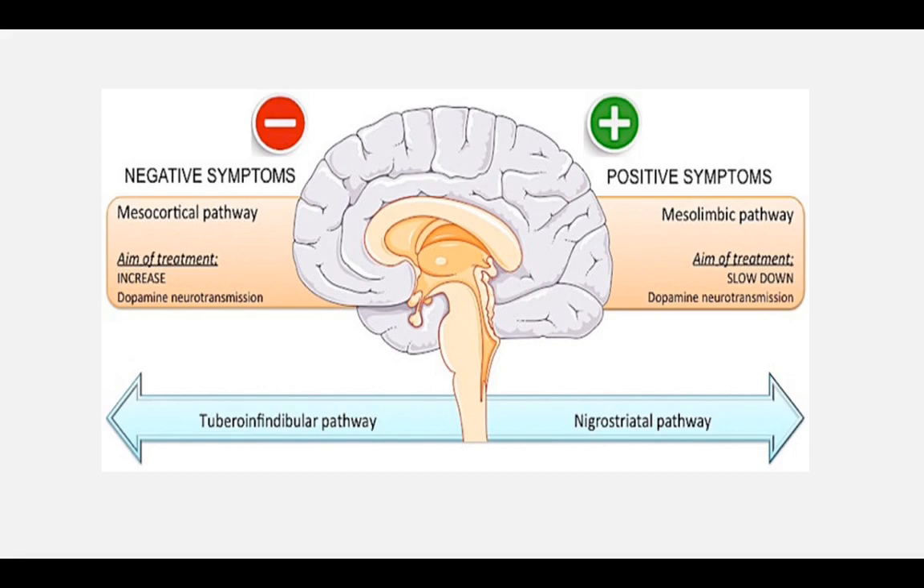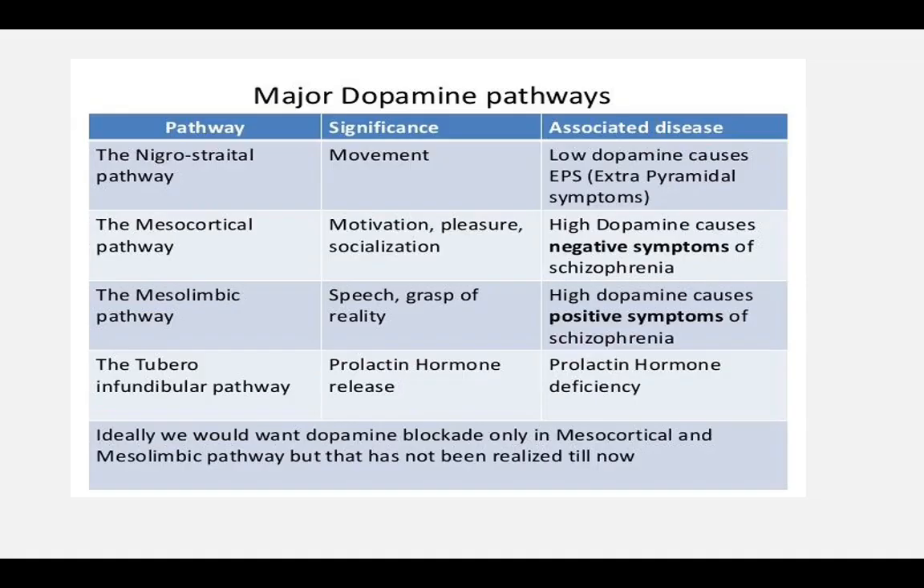to solve the negative symptoms, we increase the activation in the mesocortical pathway. Are you clear with this? Because there is hypoactivation, so we increase. Definitely that will cater to the negative symptoms, because in the mesolimbic there is hyper or excess activation, right, that's why it will produce positive symptoms. So what should we do? We will slow down the dopamine neurotransmission.